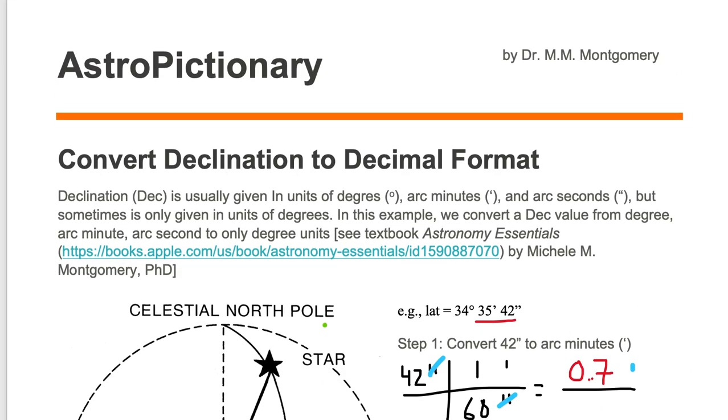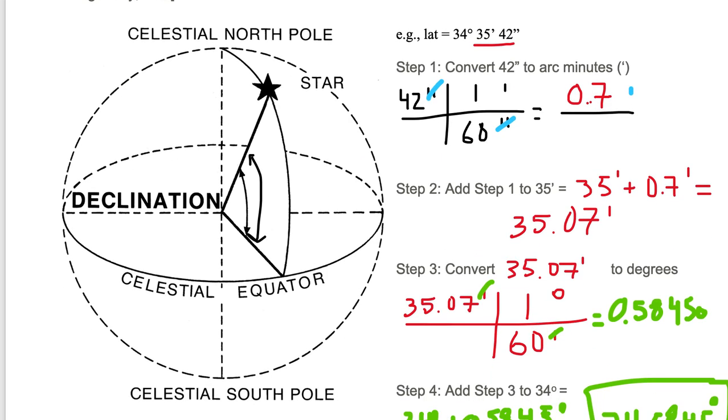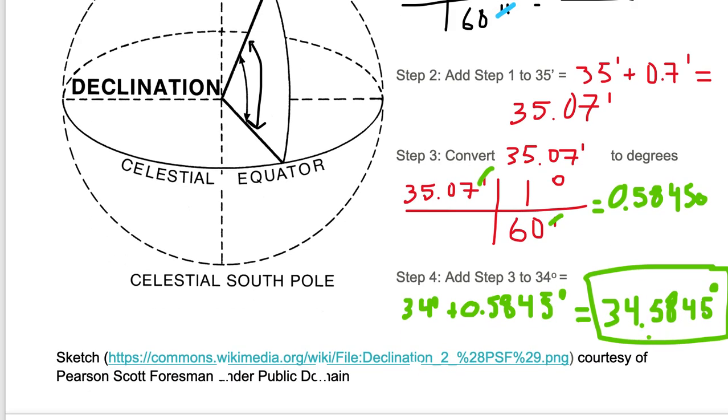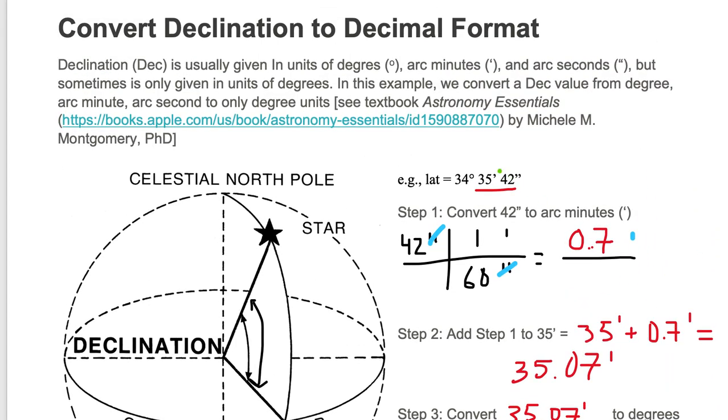This is an example of how to convert declination to decimal format from units of degrees, arc minutes, and arc seconds. Notice we have a decimal in our answer. The items to the right of the decimal are the arc minutes and arc seconds that we were originally given.